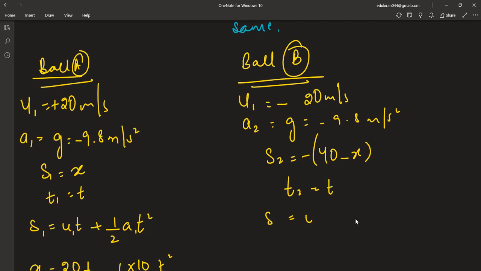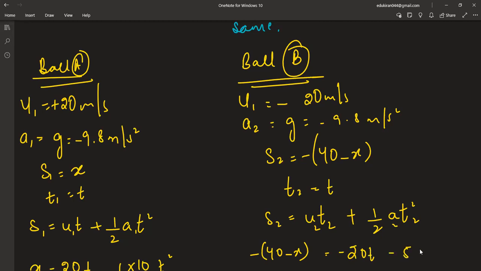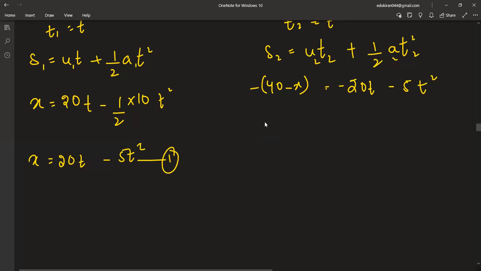Now again you will use the equation s equals ut plus half at square, for ball 2. What is s2? Minus (40 minus x) is equal to minus 20t minus 5t square. Let's open up this negative sign. So this becomes minus 40 plus x is equal to minus 20t minus 5t square. This is the second equation.